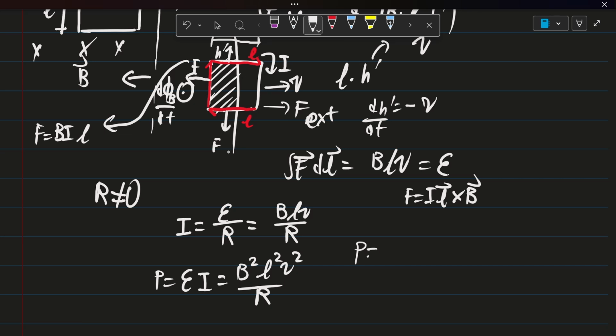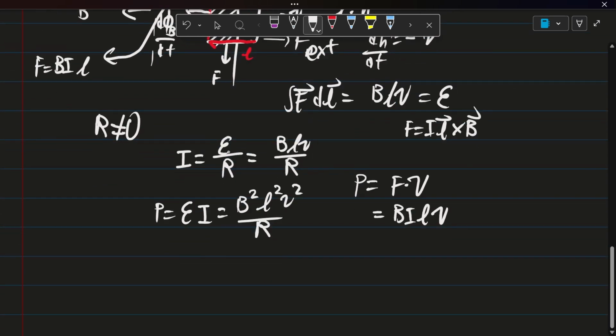So power, remember, was force multiplied by the velocity. Because we know about the force, we could write this as BIL times V. And we also know what the current is, so we could just substitute this straight away. It's B squared L squared V squared over R, which means that we actually conserved energy. At least the energy isn't going anywhere else. The entire energy is only used for the magnetic as well as our mechanical force, technically.